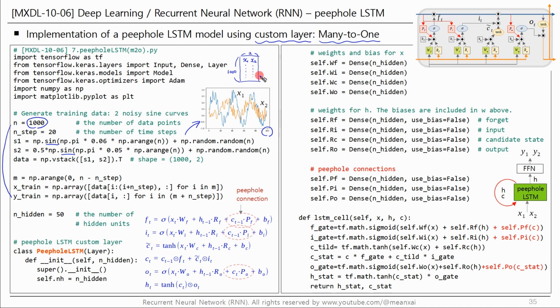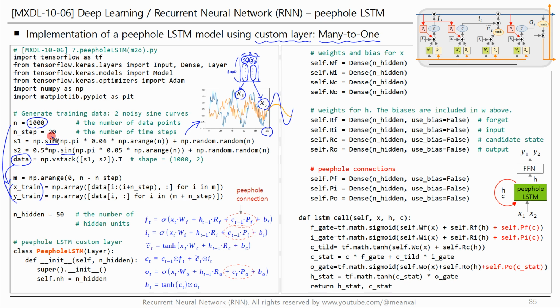This data is a 1000 by 2 matrix. This data has two features, x1 and x2. Each column vector is a sine curve. In this figure, the blue curve is the time series x1, and the orange curve is the time series x2. Our goal is to predict each time series into the future. We use this data to construct a dataset for a many-to-one model.